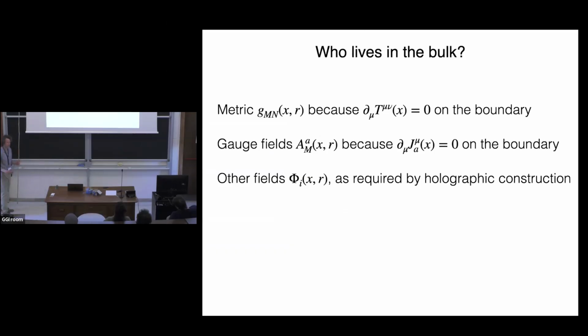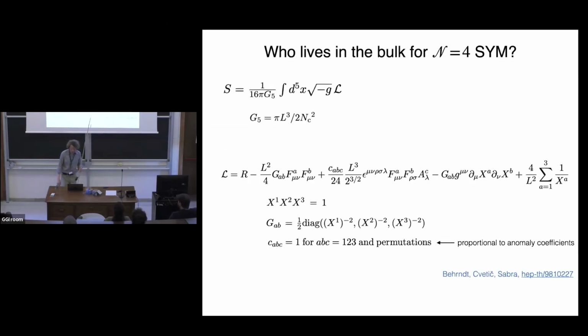So who lives in this 4+1 dimensions? Who lives in the bulk? Who lives in the bulk is determined by the field theory that you want to describe. You have the metric, because the metric is related to the conserved energy-momentum tensor on the boundary. You have gauge fields, because gauge fields are related to conserved global symmetry currents on the boundary. And then you have other fields, which are different for different theories. They're required by the holographic construction.